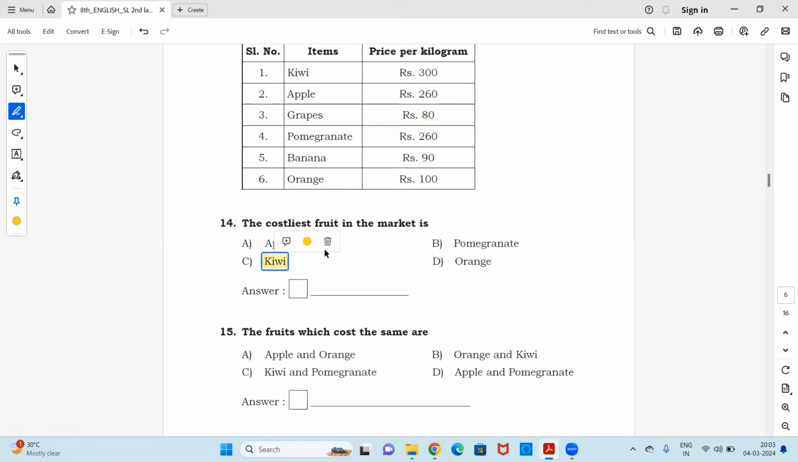So here we'll change this to option D, right? Because apple is 260, pomegranate is also rupees 260. So both have equal cost in the market. Fine. So this is how you write the answer. But the costliest will be C, kiwi.